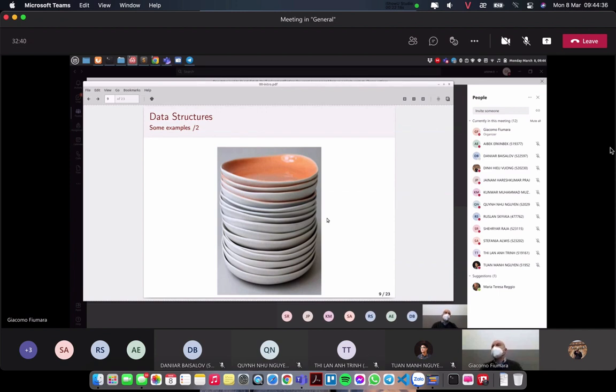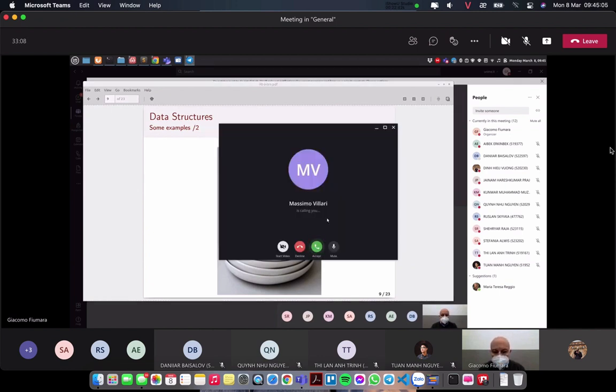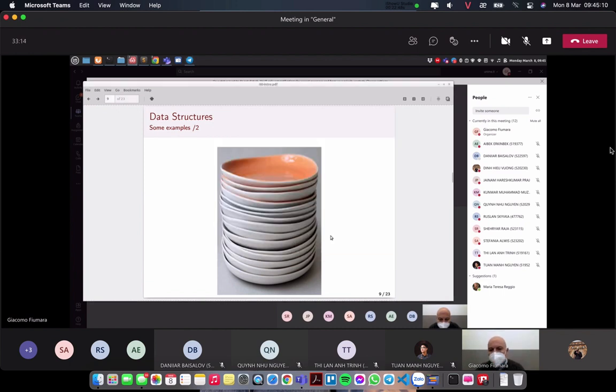So far, we have seen three introductory, very simple examples of linear structures. I have the first, the second, the third, the fourth, and so on. But in some situations, you need better data arrangement.